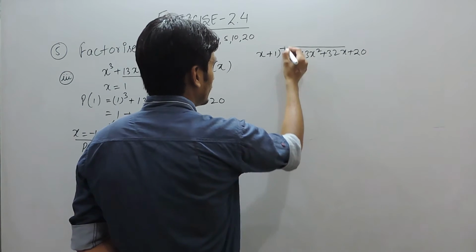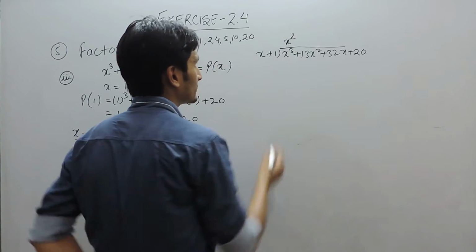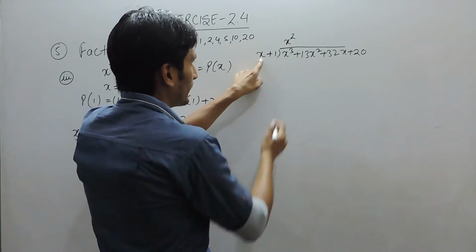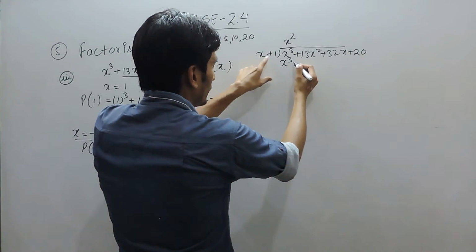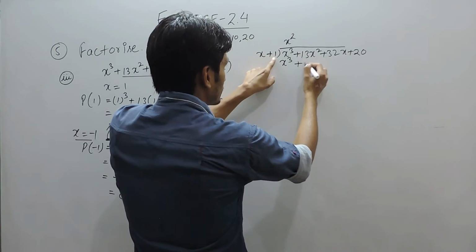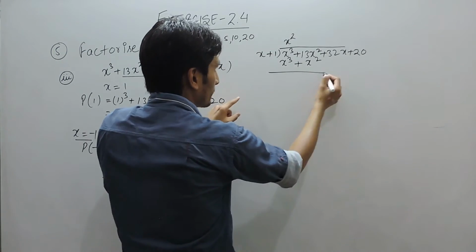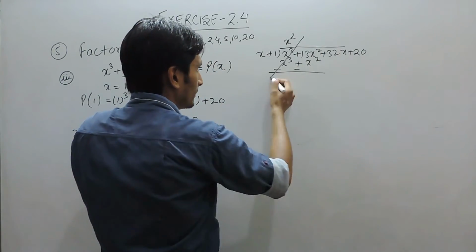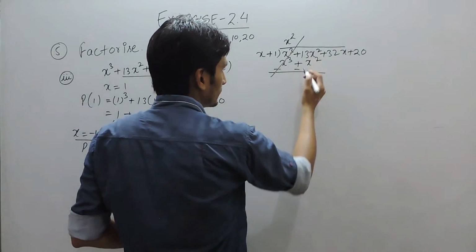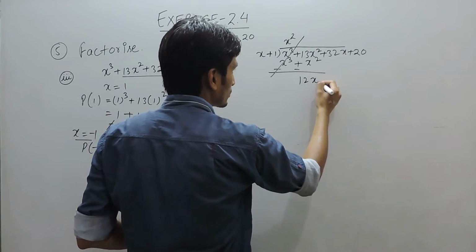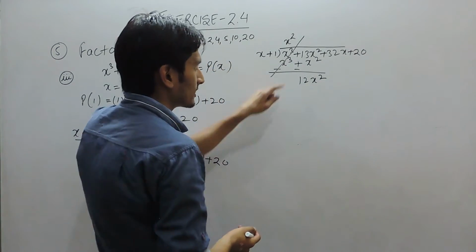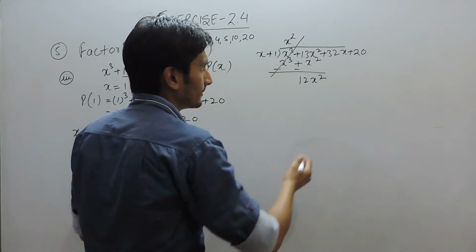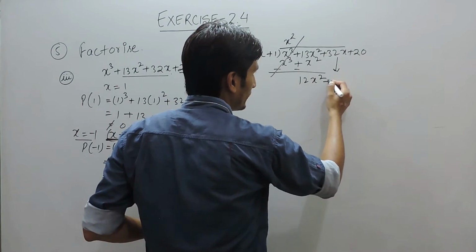So obviously we can multiply it by x square, because x square multiplied by x is x cube. X square multiplied by 1 is x square. Now we have to subtract, so changing the sign, this can be cancelled out. 13 minus 1 is 12x square. The sign will remain positive because the greater value has a positive sign. After that this can be copied here.